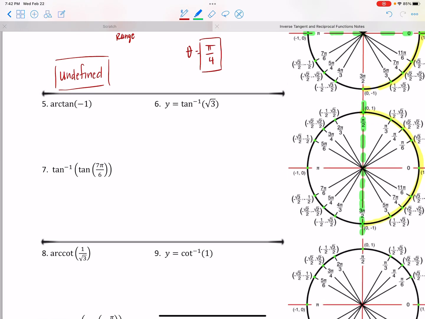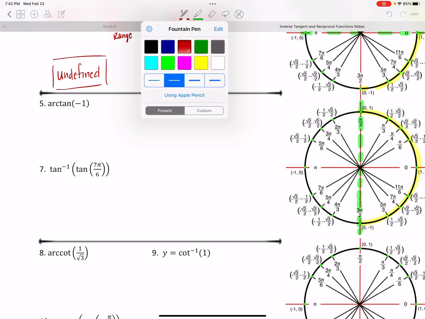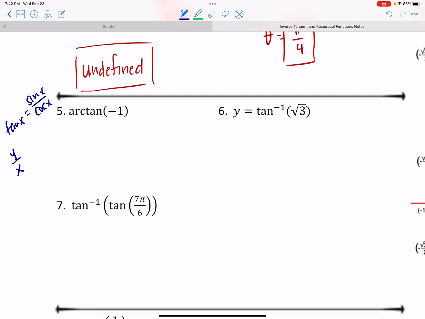Now when you're looking for tangent, remember, we know that tangent is sine over cosine, or we take the y value and divide it by the x value. However you're remembering that, either way is going to be fine. So in this first one for tangent, we're trying to find the arctan of negative 1. So we're looking for an angle such that if we take the tangent of that angle, we get a negative 1. That means I'm trying to divide my sine by my cosine, or my y value by my x value, and get a negative 1.